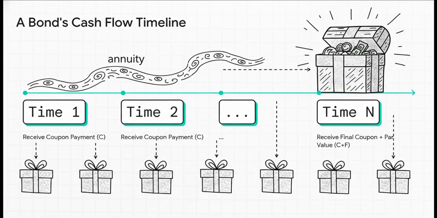And this is what it looks like visually. It's really a story of 2 different promises. You've got this stream of identical coupon payments, which in finance we call an annuity, and then bam, right at the end, you get your last coupon plus that big par value repayment. Remember that 2-part structure? It's key.